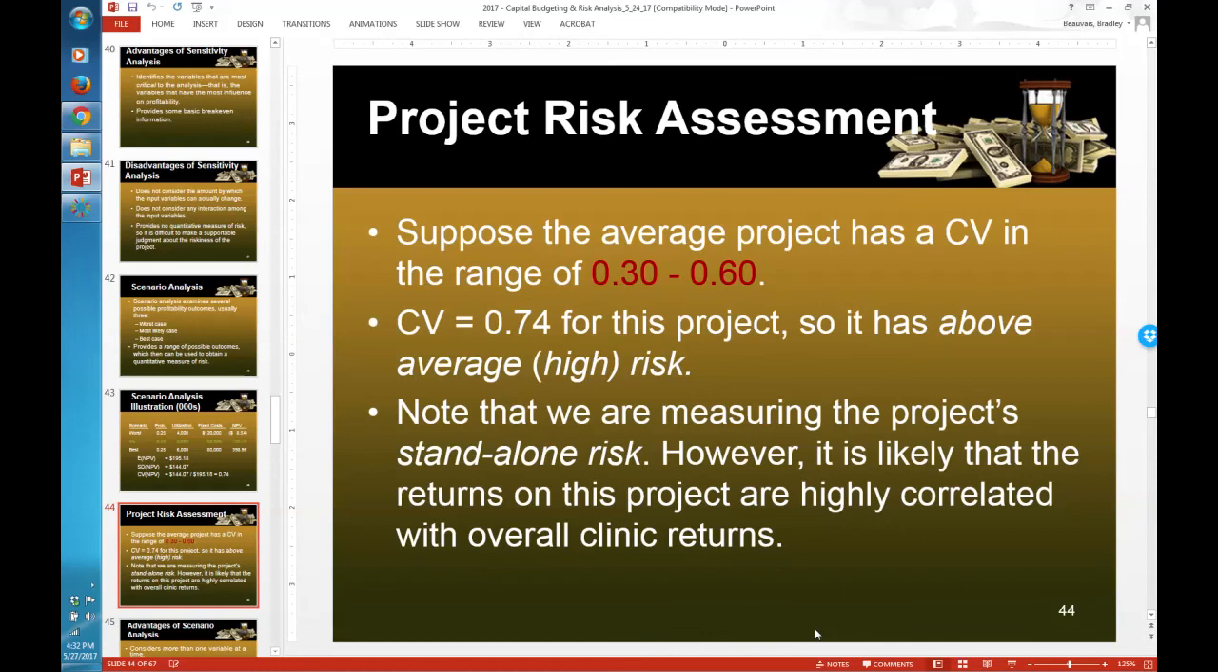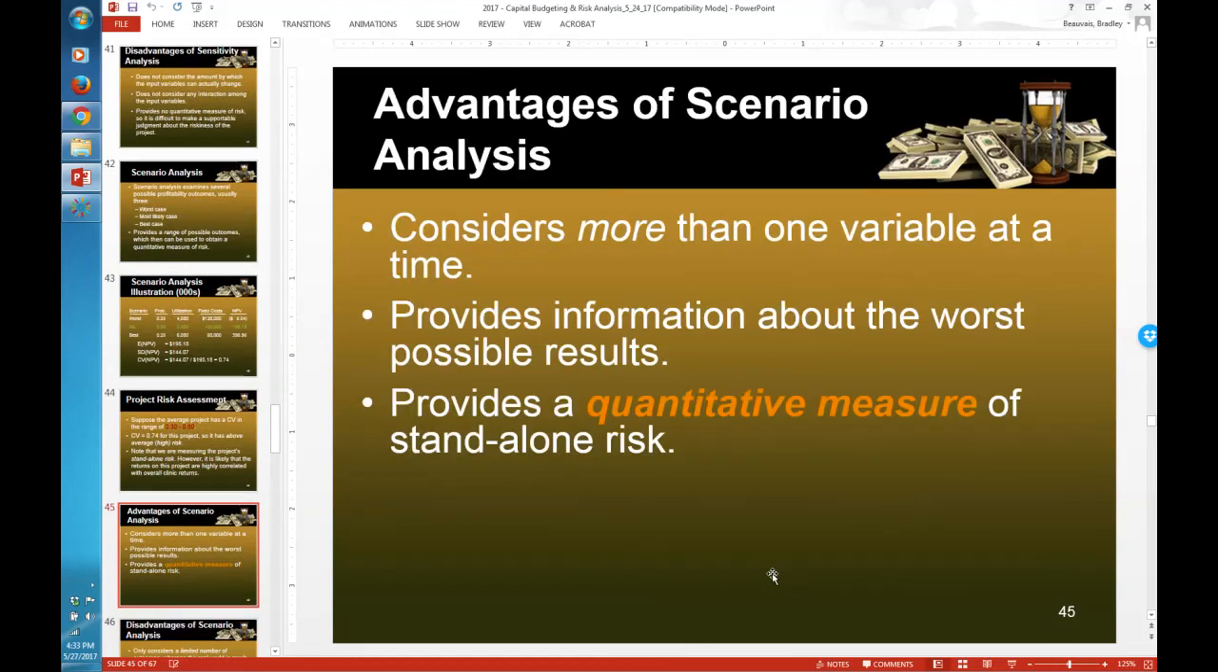Okay, so suppose my average project has a coefficient of variation between 0.3 and 0.6. That coefficient of variation now is 0.74, so that's basically higher than the average bear. This, of course, is another reason why we would want to adjust our discount rate appropriately, or we might want to consider a different project if our risk tolerance isn't what it needs to be in order to move forward with this particular project. So there are some advantages to scenario analysis, and I don't want to discount them in the sense that it can provide a quantifiable measure of standalone risk.